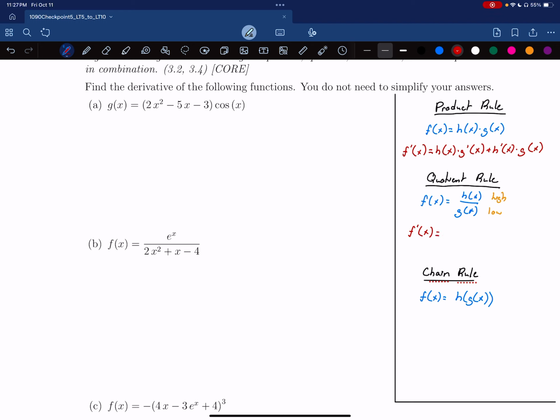So we'll have low d high, so g of x times h prime of x, minus high h of x, d low g prime of x, all over low squared, so g of x squared.